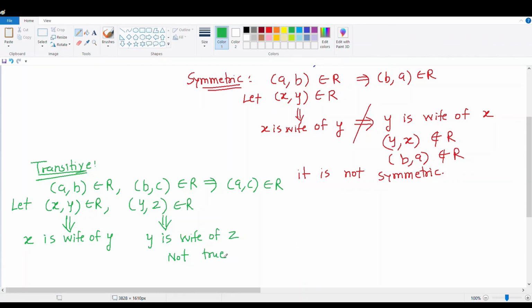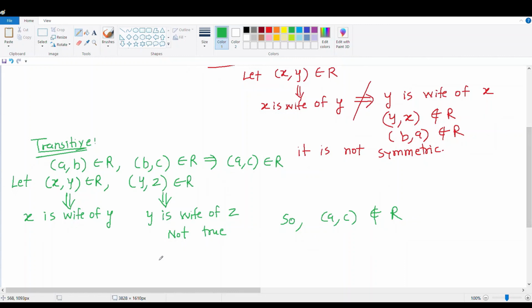So even this part is not true. Even (Y, Z) does not belong to R. So of course, (A, C) will never belong to R, and so it is not transitive.